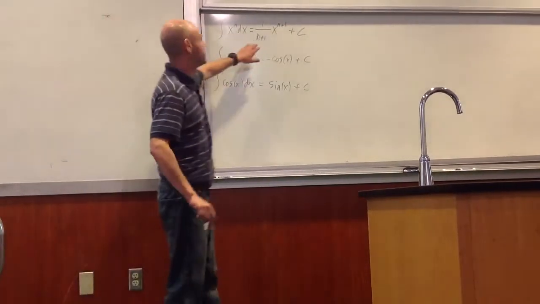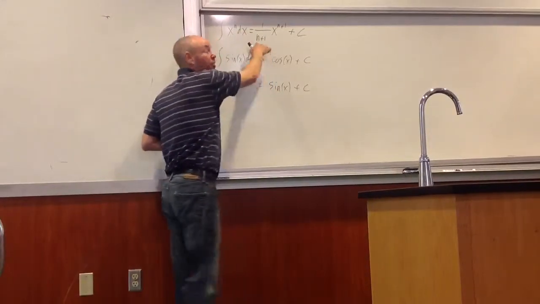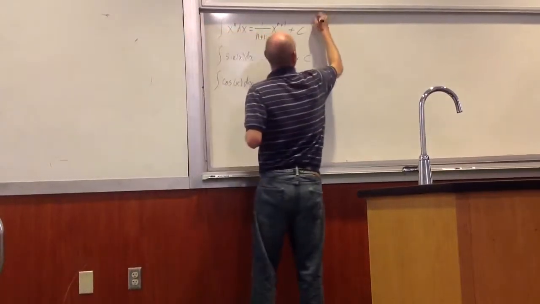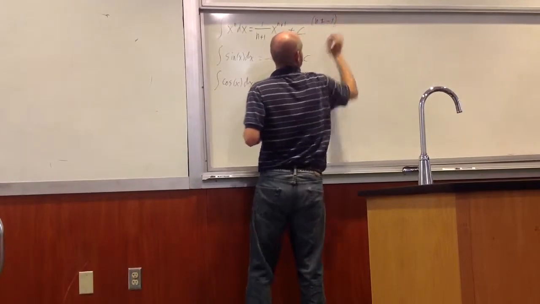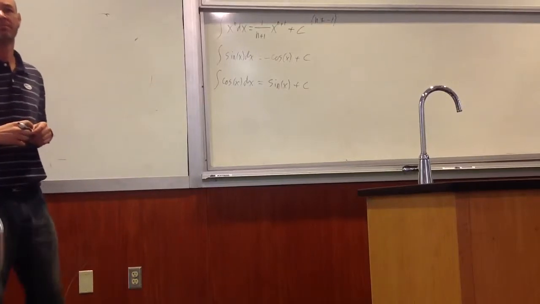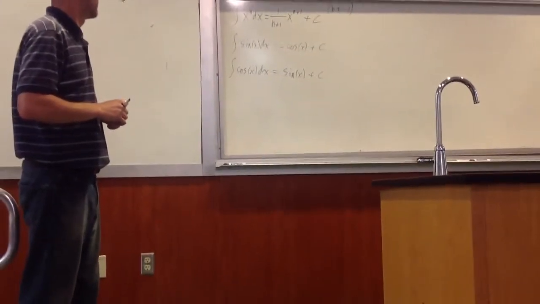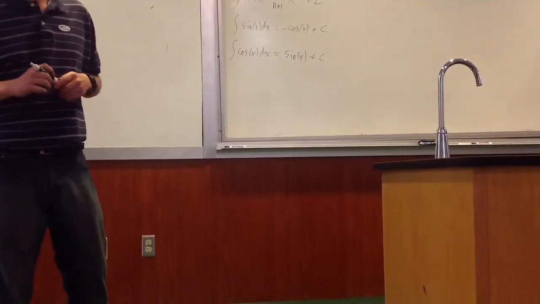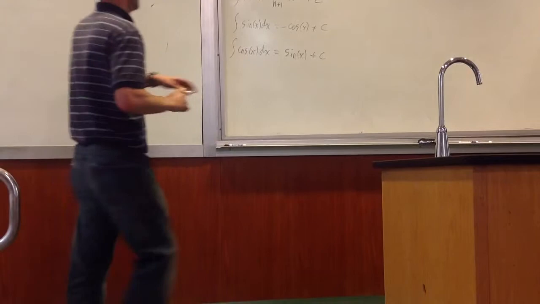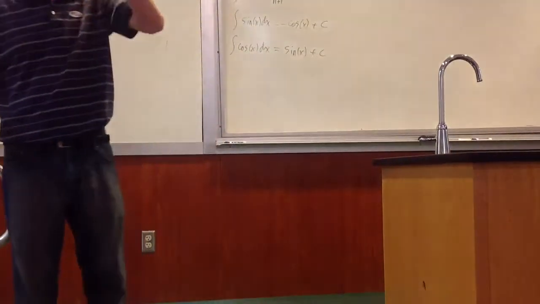There's one exception to this power rule. Notice what value of n we need to avoid? Negative 1. So we need to say that n cannot equal negative 1. Is the integral of cosine x dx equal to negative sine x? No, this is regular sine. The derivatives and antiderivatives are exactly backwards from one another.